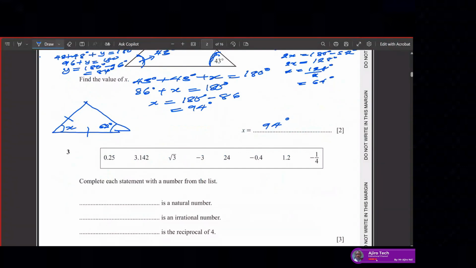X is 56. So what did you do to get 56? The way the angles are facing, that means the 62 and the one on top are the same. Good, thank you very much. 62 plus 62 is 124. So 180 minus 124 is 56.